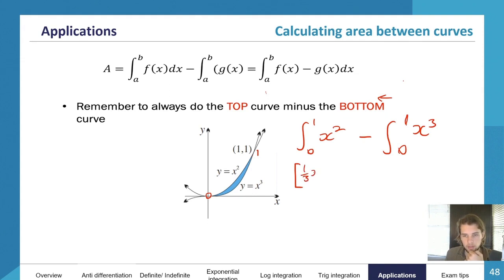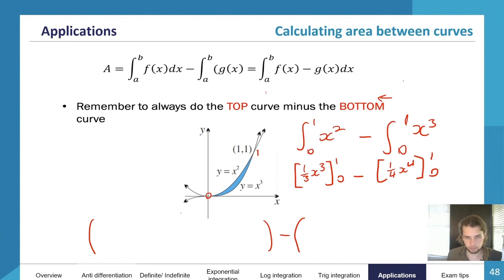So that's 1 over 3 x to the power of 3, from 1 to 0, subtracted by 1 over 4 x to the power of 4, from 1 to 0. Now we're going to evaluate each of these separately. So I'm going to put big brackets for the first one and then negative big brackets for the second one. You know what, we're going to need more space than this. Put it over here. Big brackets for the first one. Subtract big brackets for the second one because there is that negative value there.